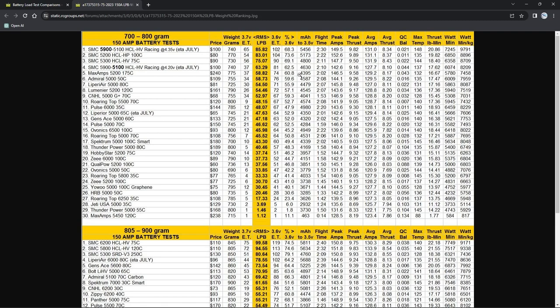Then we get the amount of time that it takes for these batteries to get to 3.7 volts. This is when you have it fully charged. You apply this load and let the battery pack sit at this load. How long does it take until the cells reach 3.7 volts or 3.6 volts?